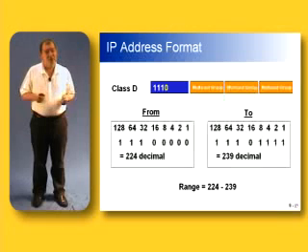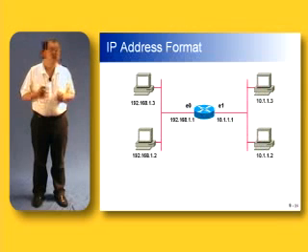So this is helpful to us. It means that whenever we see an IP address, you can look at the first number, the first octet, and tell whether it's a Class A, Class B, Class C, or Class D address.